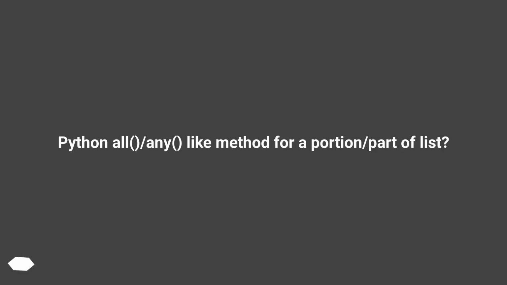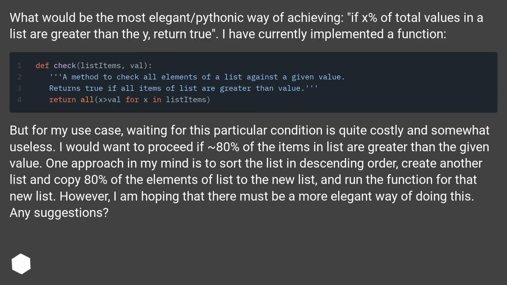Python all/any like method for a portion/part of a list? What would be the most elegant/Pythonic way of achieving this: if X% of total values in a list are greater than Y, return true? I have currently implemented a function.